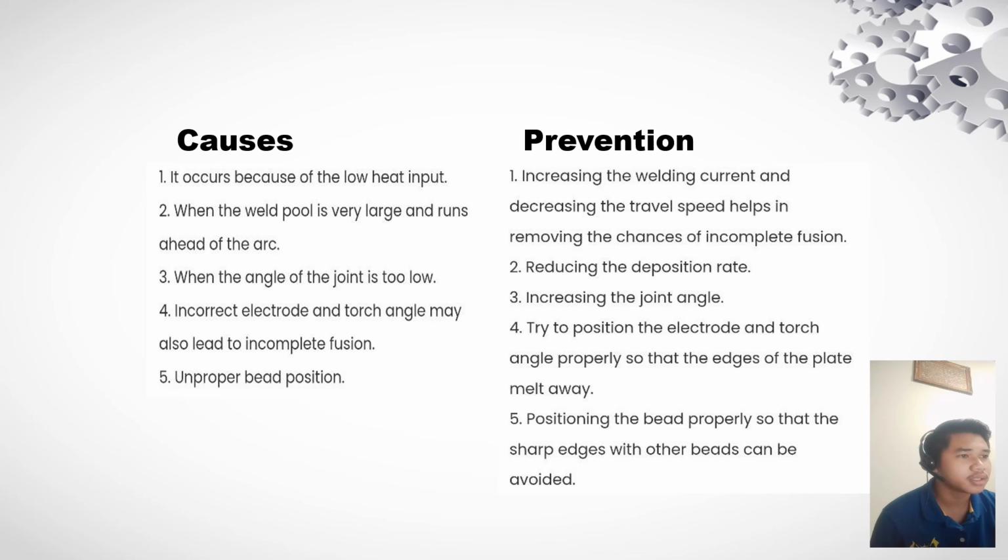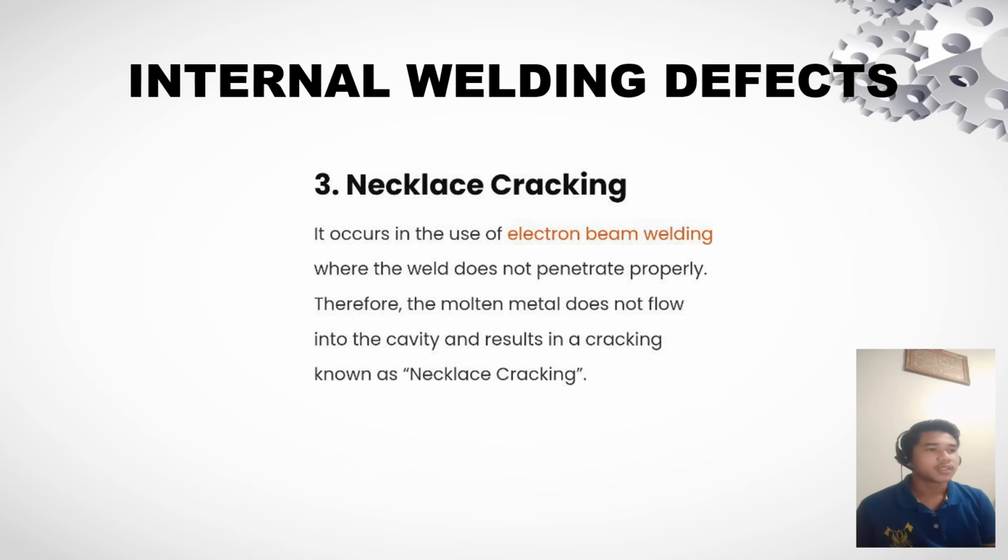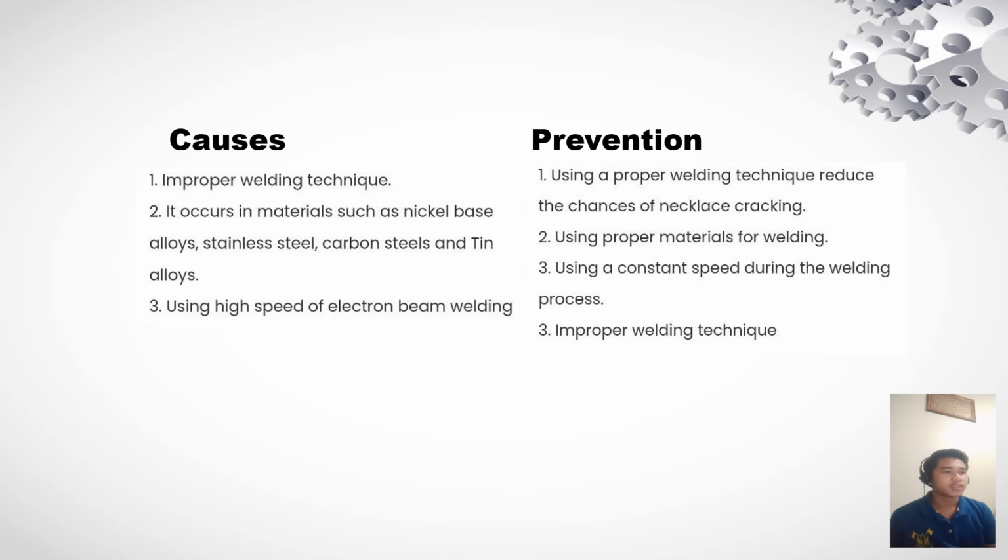Yang kedua, reducing the deposition rate. Internal welding defect yang ketiga ialah necklace cracking. It occurs in the use of electron beam welding where the weld does not penetrate properly. Therefore, the molten metal doesn't flow into the cavity and results in a cracking known as necklace.